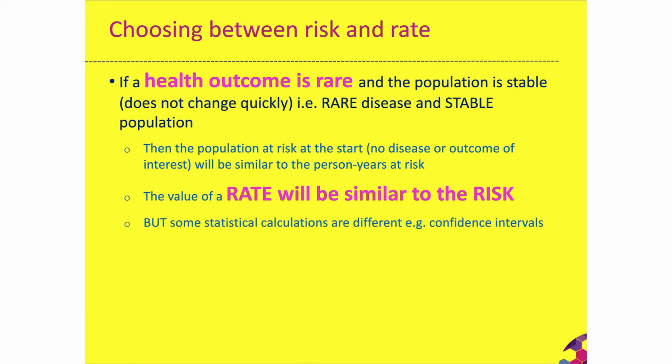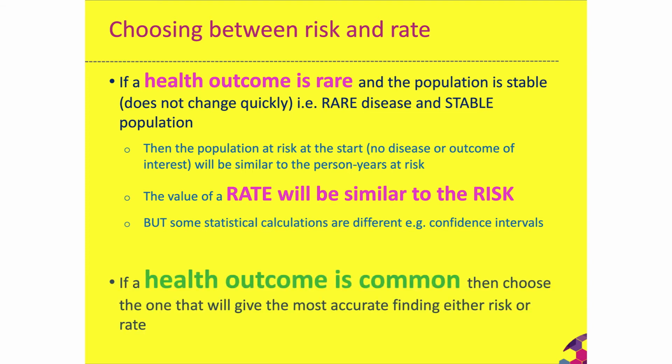However, there are some additional statistical differences between rates and risk, but we don't need to think about them now in terms of how to calculate confidence intervals. But if a health outcome is common, then we need to choose the most accurate measure, whether that's a risk or a rate. We need to work that out depending on the context of the health outcome that we are studying. And usually the rate will be the more accurate measure of disease occurrence.